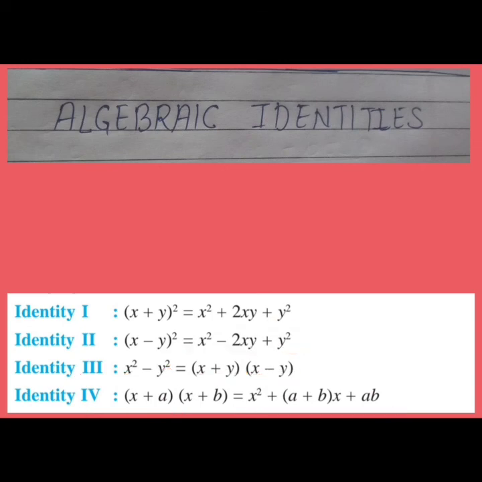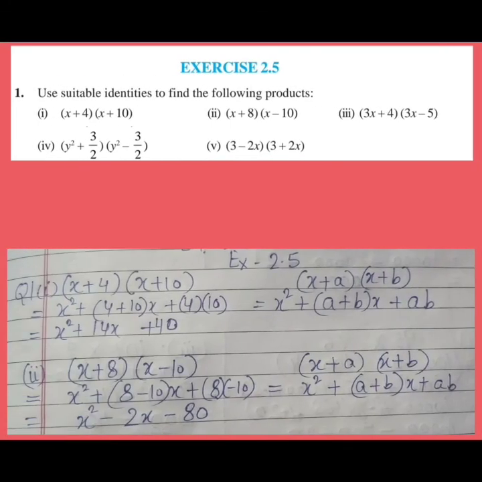So we start with the exercise 2.5, and here the question is use suitable identities to find the following products. Products means you have to multiply these expressions, but we have to use here the identities. We will not simply multiply by opening the brackets. To find which identity will be used, we will read the expression carefully.